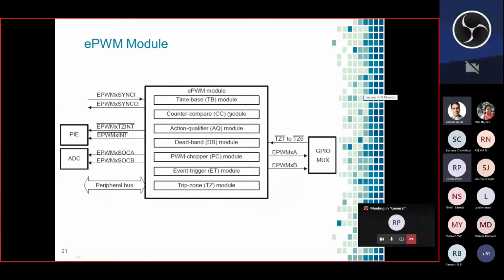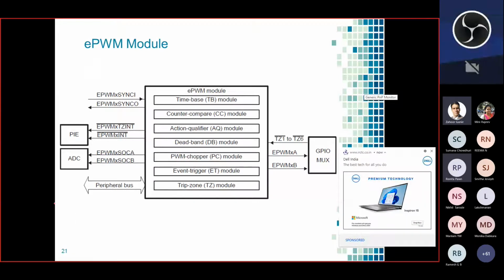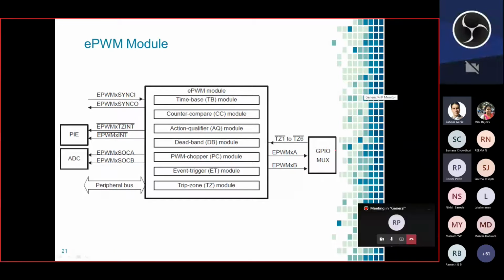So in total you have 7 submodules in an EPWM module. The first submodule is your time base, then counter compare, action qualifier, deadband, PWM chopper, event trigger and trip zone. Out of these 7, some are very important for a person implementing inverter control. Time base is very important, counter compare is very important, and more than that, action qualifier is important, then the deadband module is important. So out of 7, these 4 must be studied in detail. Others can be left at default, whatever you have, that can work for you.